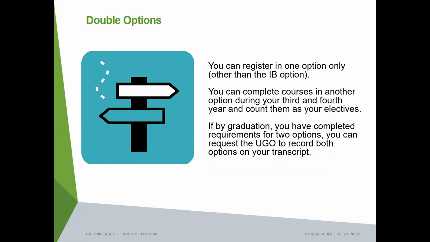So the UGO will email all students who have applied for graduation to ask whether you have completed a concentration, another option, or a minor. So those are things that we will find out at the time of graduation. You're not actually formally declaring them during your 3rd and 4th year. This is the double option. The primary option you do declare when you choose your spec code.